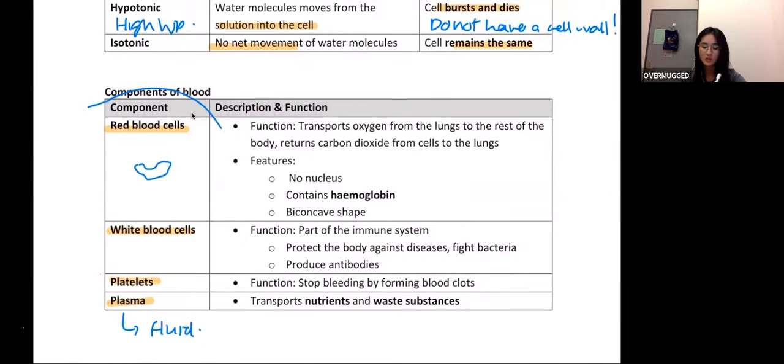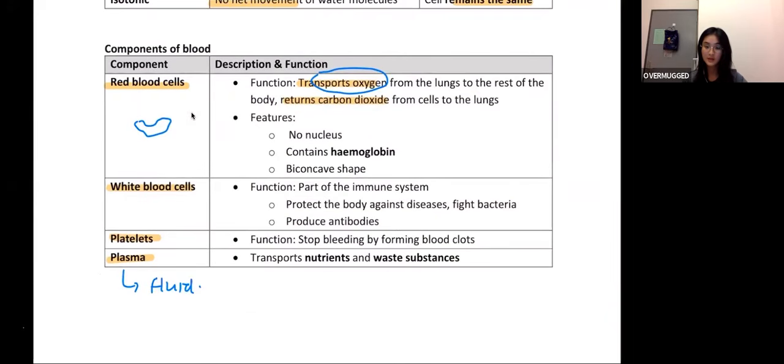What do you need to know? You need to know the function. So red blood cells transport oxygen and return carbon dioxide. The main function is the transport of oxygen. You also need to remember the three key features of red blood cells: no nucleus, contain hemoglobin, and biconcave.